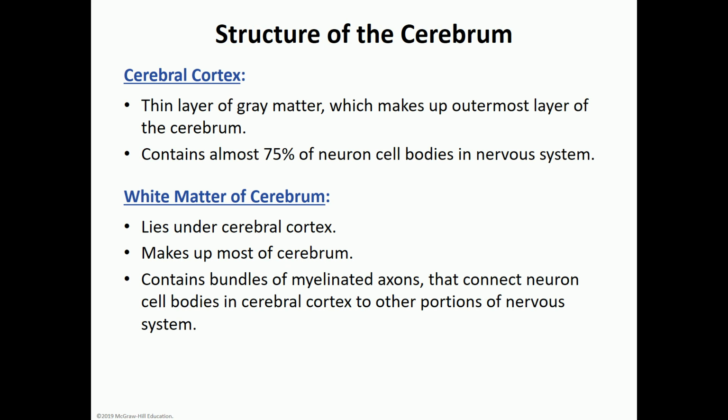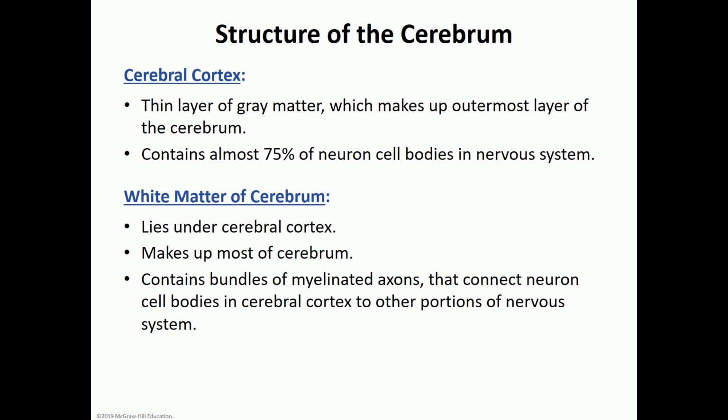If you look at the structure of the cerebrum, it's made out of a cerebral cortex. That cerebral cortex is a very thin layer of gray matter. So what do we mean by gray? We mean that those are the parts of the nerves that are not myelinated. So they're collections of cell bodies and dendrites. That gray matter has non-myelinated structures. That is the outermost layer of the cerebrum, and about 75% of our cell bodies are going to be found in the cerebral cortex.